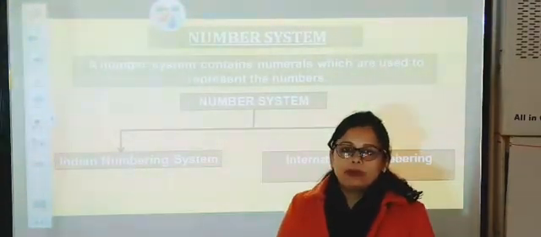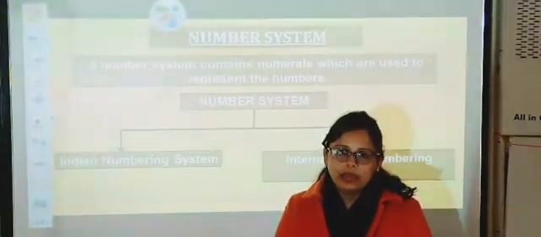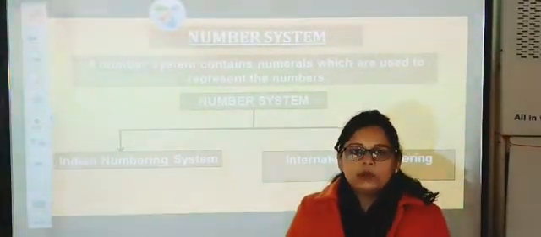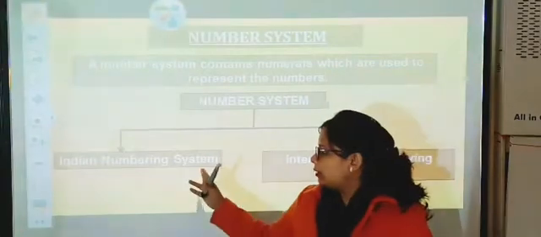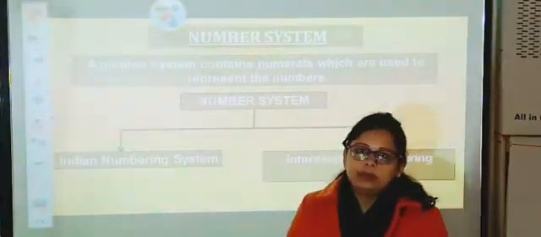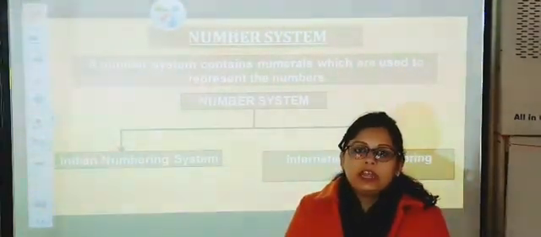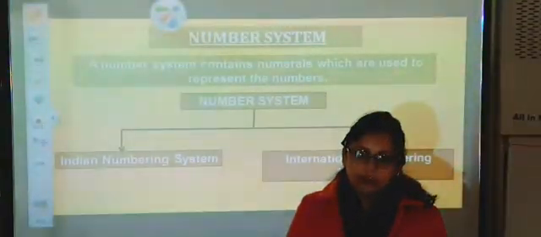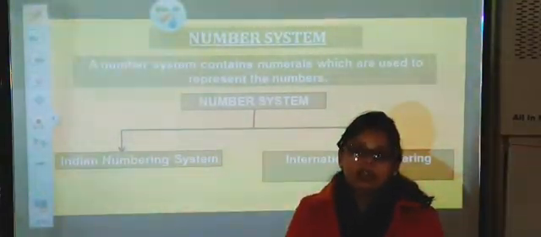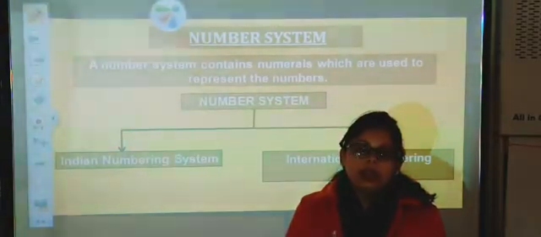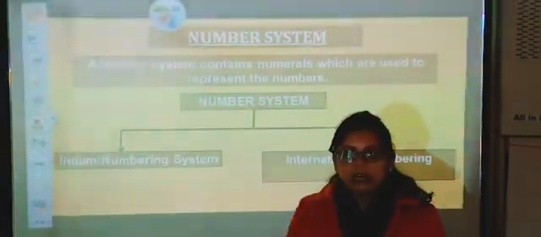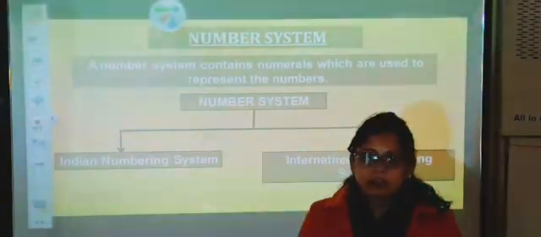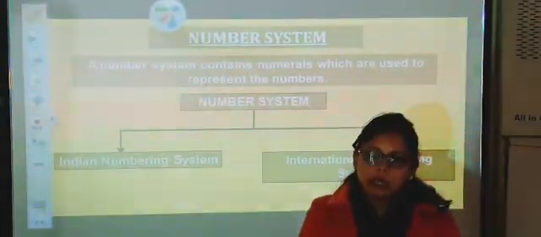So children, in our previous class I explained the number system. There are two types of number system: one is the Indian number system and the other is the international number system. In our previous class I already explained what a number system is and what the Indian number system is. In the Indian number system, we group the number from the right side into groups of 3, then 2, 2 and 2.